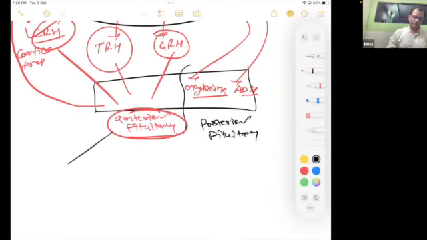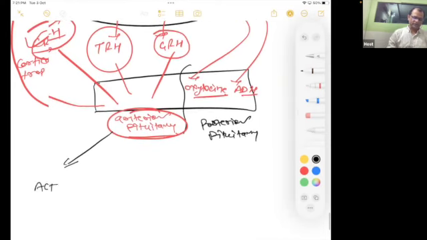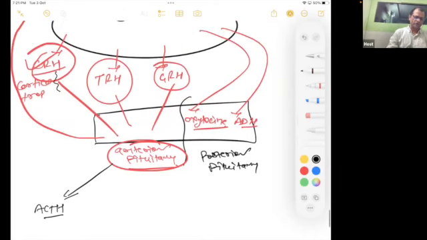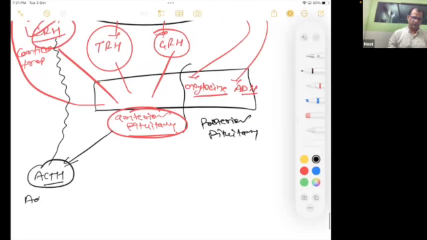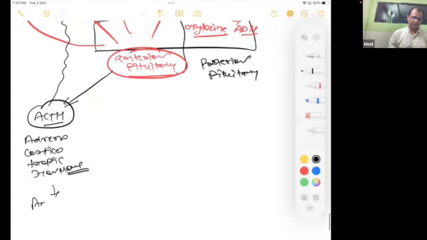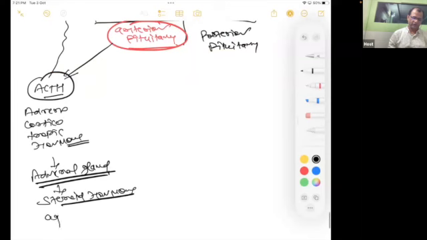So anterior pituitary starts secreting ACTH under the influence of CRH, right? ACTH means adrenocorticotropic hormone. ये हमारी एड्रीनल ग्लैंड पर काम करेगा. This will work on the adrenal gland, and adrenal gland will secrete the steroid hormones. They will fight against infection.